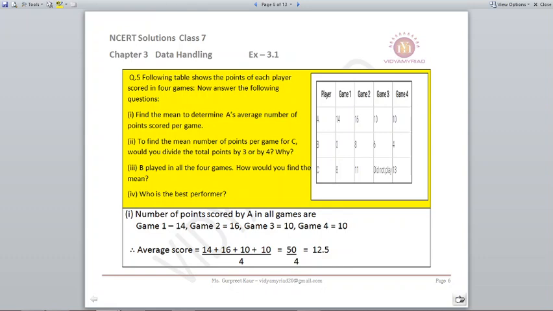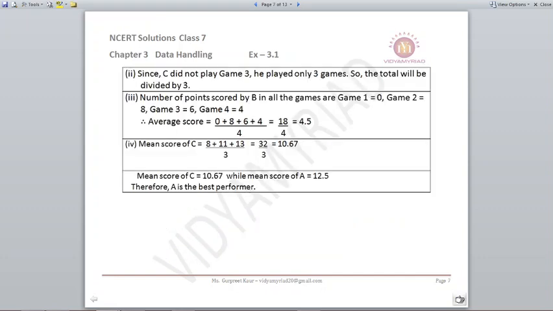Okay. Next, B played in all the 4 games. How would you find the mean? So what are B's games? 0, 8, 6 and 4. What I will do is 0 plus 8 plus 6 plus 4, divided by the total number of games. How many games? 4. Let me show you. 8 plus 6 plus 4 is 18. Though in the first one it is 0, I will still take 4 as my total number of games. So the average score is 4.5.